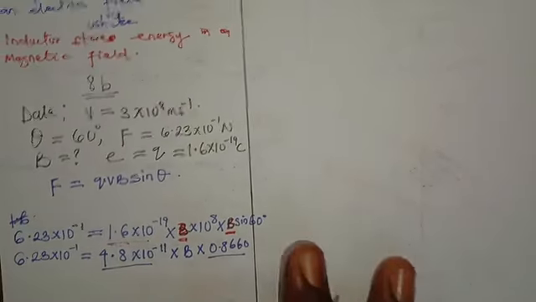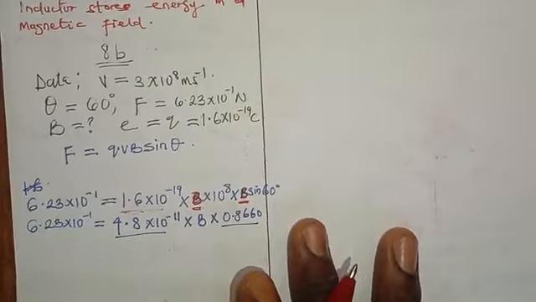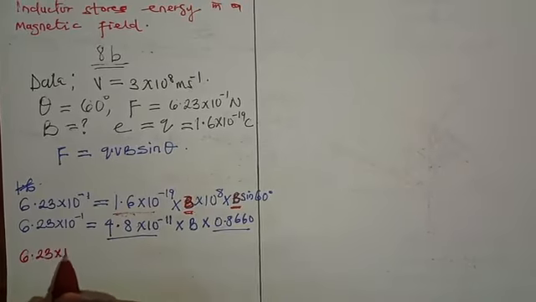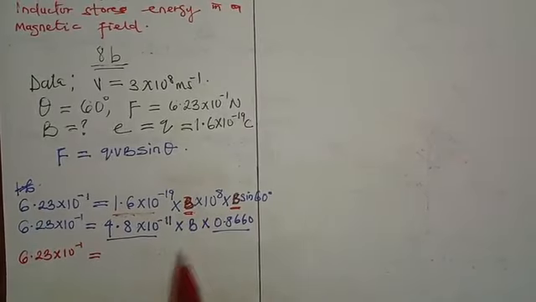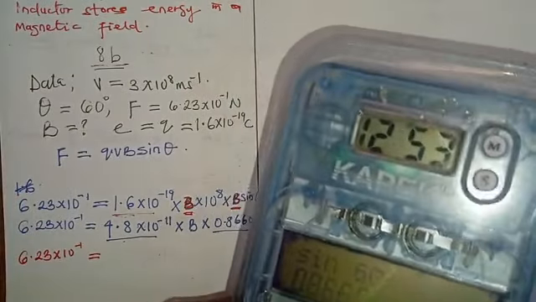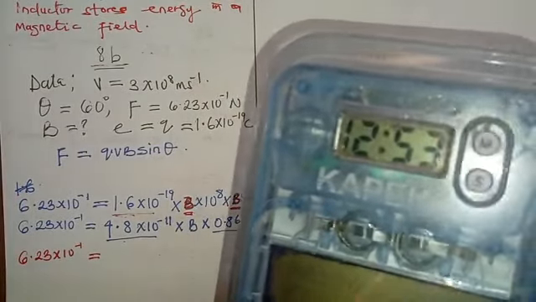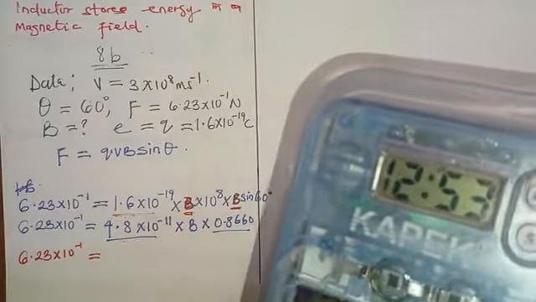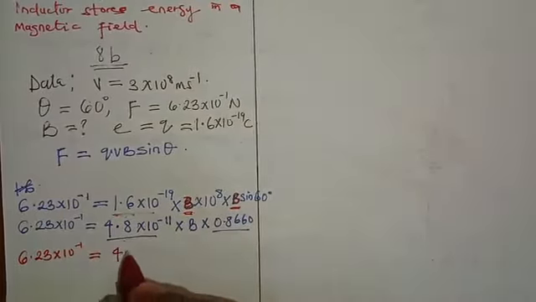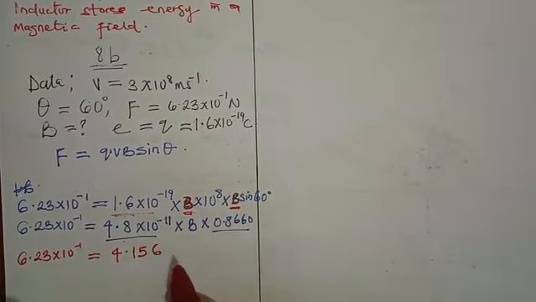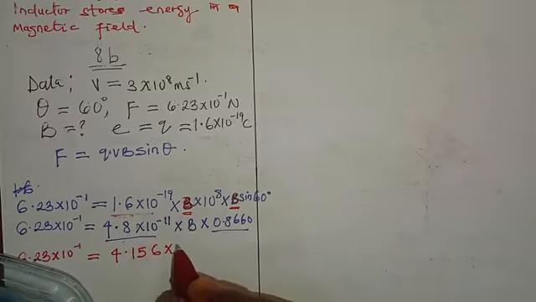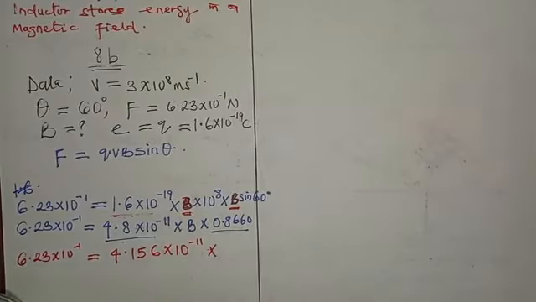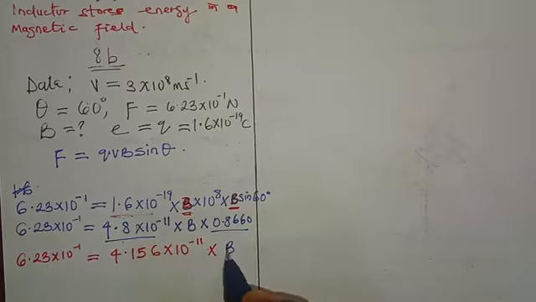So here we still have our 6.23 times 10 raised to power minus 1 is equal to, so multiply this and this, that will be multiplied by 4.8 exponential minus 11. That should give us 4.156 multiplied by 10 raised to power minus 11. Then multiply by the B that we are looking for. Is that correct? This is the B we are looking for.